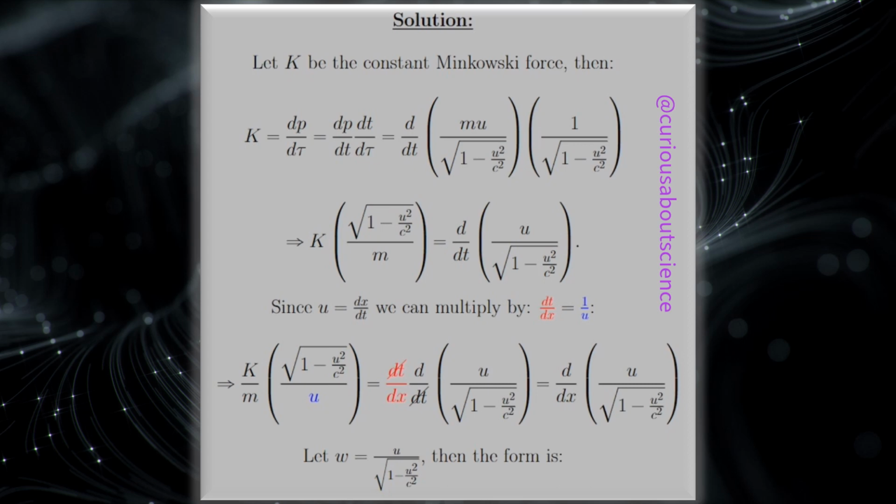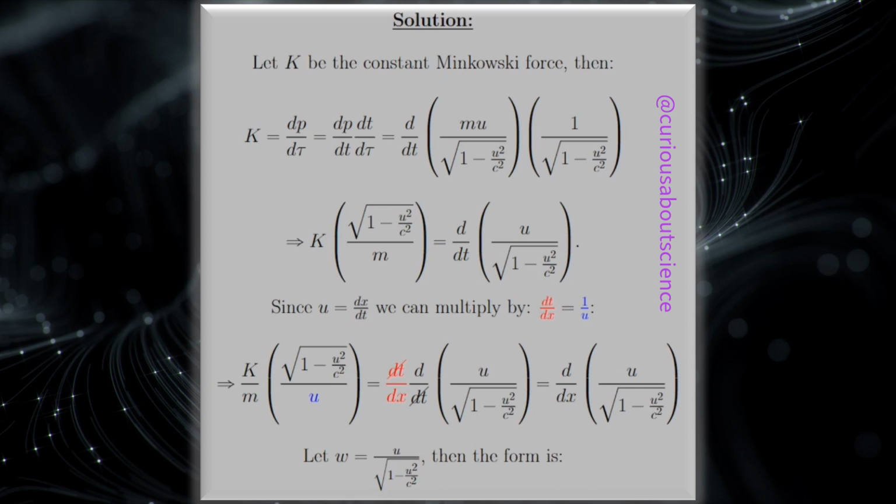Multiplying both sides by u, you see the blue goes to the left, red goes to the right. The dt's cancel, and we're left with d/dx. Again, this is all for just trying to solve and integrate down. So again, a bit of a tricky mess to deal with.